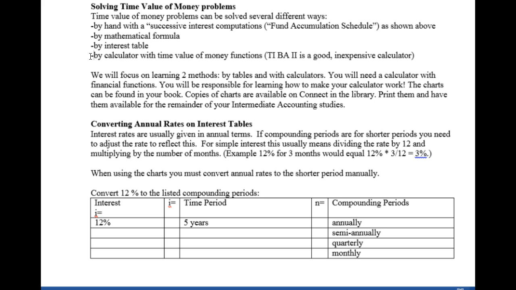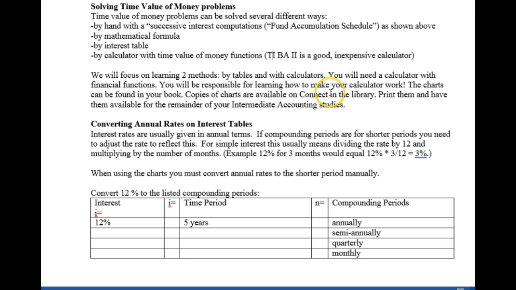In this class, we're principally going to do the two methods, tables and calculators. And notice I've suggested a time value of money calculator for you. You can get a Texas Instruments Business Analyst 2 or Business Analyst Plus. And it's good, it's inexpensive, and it will last for your studies of accounting. You're going to need to have a calculator with financial functions, and that one will work nicely. You are responsible for learning how to make your calculator work.